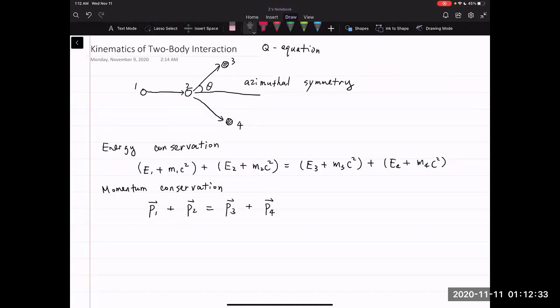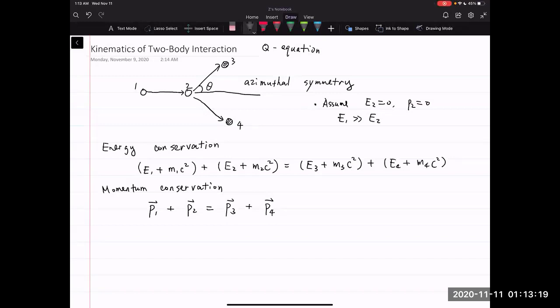The first assumption we're going to make is that the target particle 2 is at rest before the interaction. So E2 is equal to 0, or P2 is equal to 0. In reality, this assumption applies when the incident energy of particle 1 is much larger than the kinetic energy of particle 2. When E1 is much larger than E2, then we can assume E2 is essentially 0.